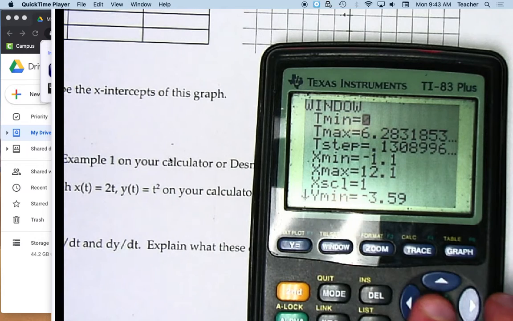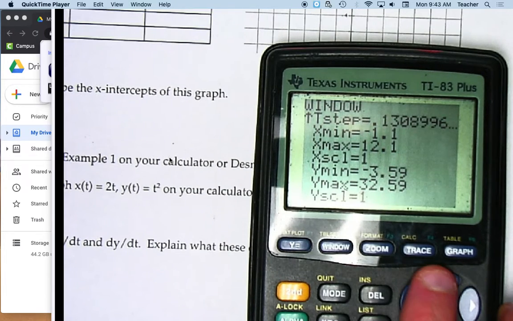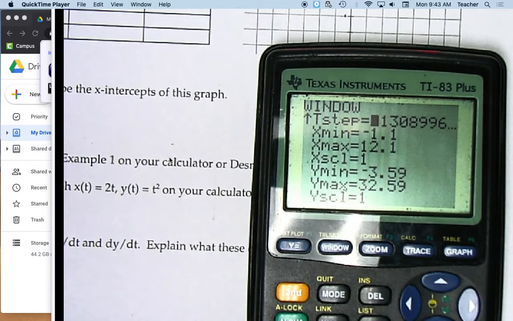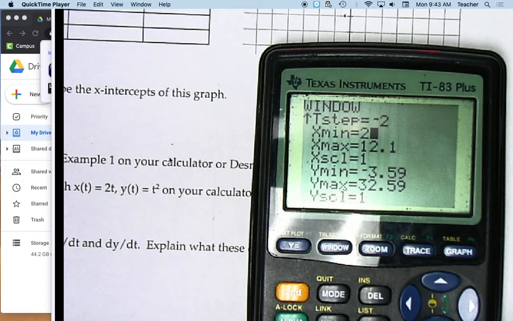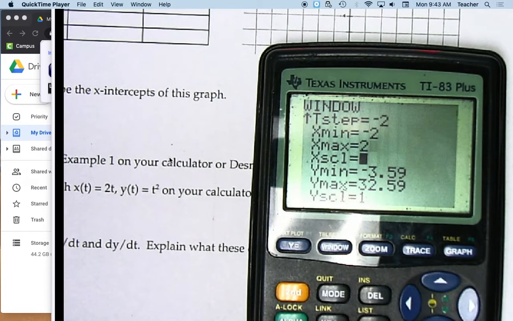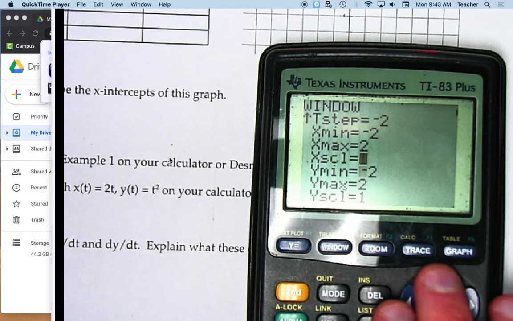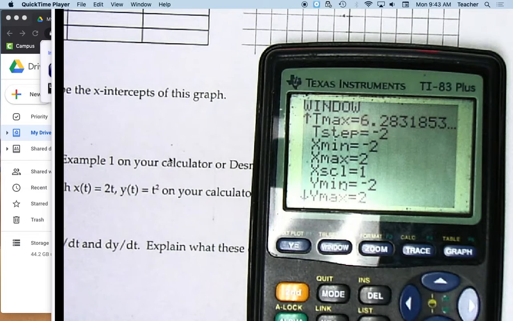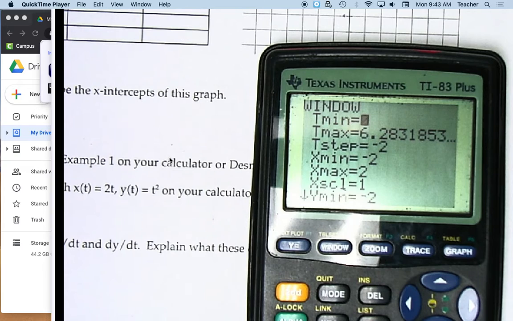When you hit the window screen now, you'll see a couple different things. One, you still have the x-min and x-max, and so I know cosine and sine never get bigger than 1, so I'm going to maybe set those to go from -2 to 2. And then t-min and t-max, that's basically telling the calculator what values to plug into your table.